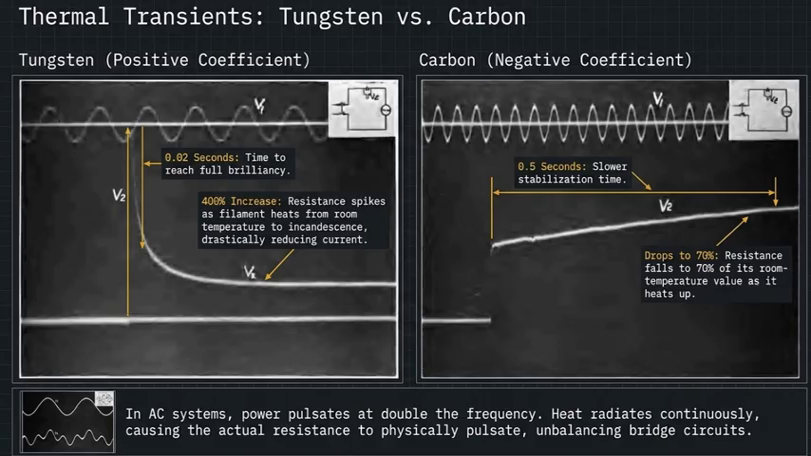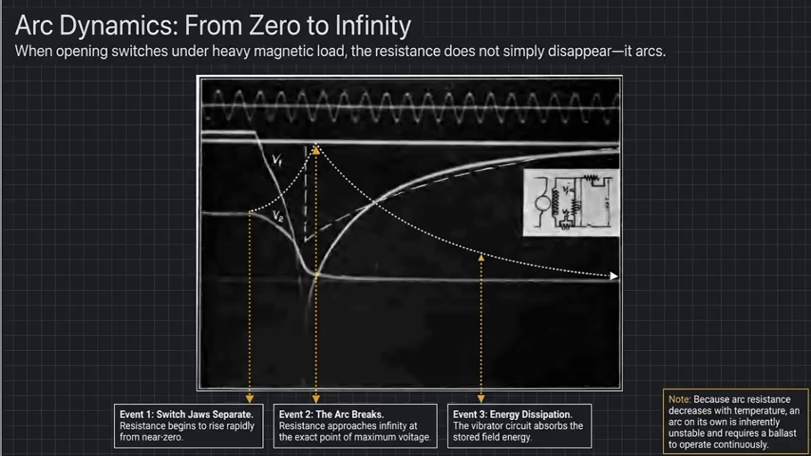Yeah, a lot slower than tungsten. But when it finally does stabilize, the resistance is only about 70% of what it was when it was cold. Right. It becomes a much better conductor the hotter it gets. So you have two different materials reacting to the exact same electrical trigger in completely opposite ways. It entirely obliterates the idea that resistance is just a fixed number printed on a spec sheet. It really does. It is entirely at the mercy of the heat of the moment.